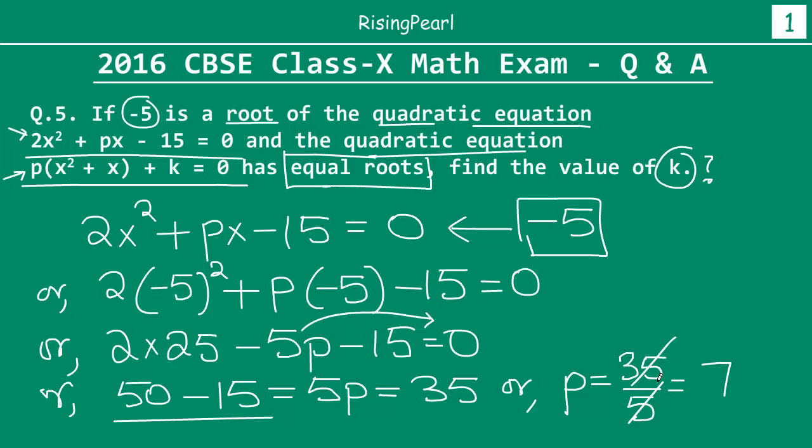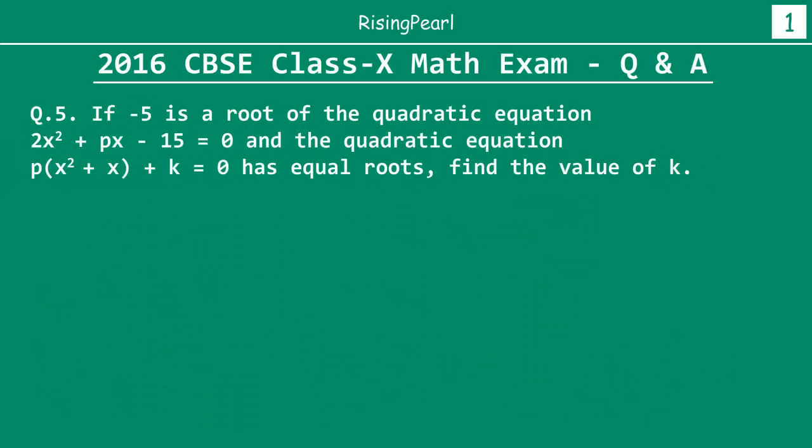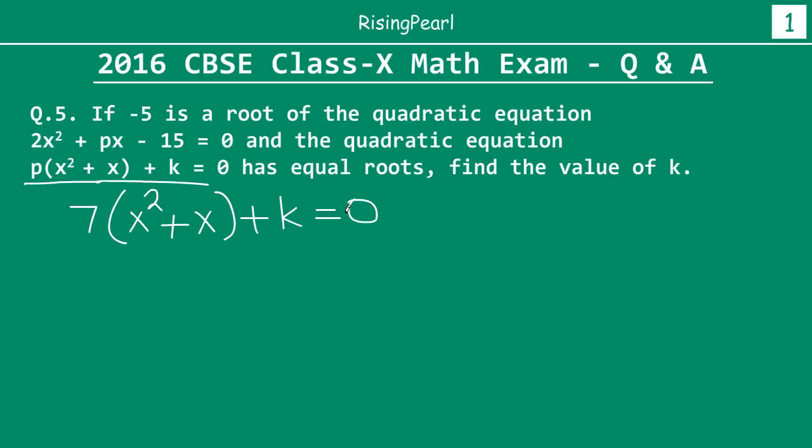So what we have is we have found out the value of p, but we need to find out the value of k. So using the first quadratic equation we have found out the value of p. Now we are going to use this value of p in the second quadratic equation. Let's give ourselves more space. Now let's take a look at the second quadratic equation, which is this one. Let's write this quadratic equation. Now p equals 7, we just found out, right? So we have 7 times x squared plus x plus k. This is the second quadratic equation and this is equal to 0.